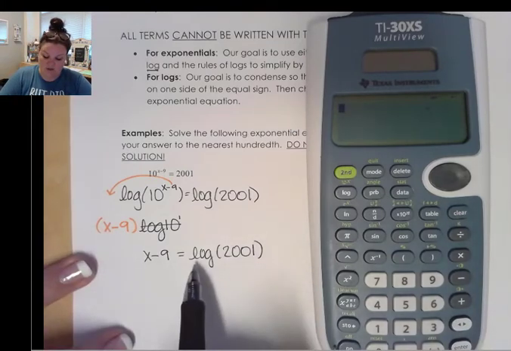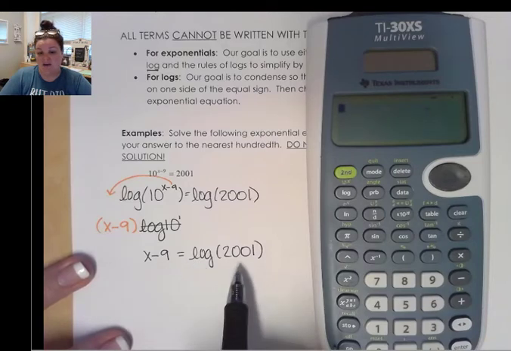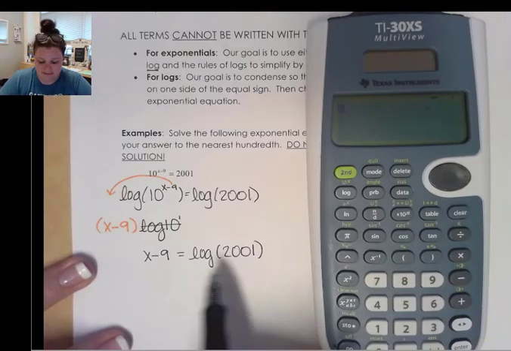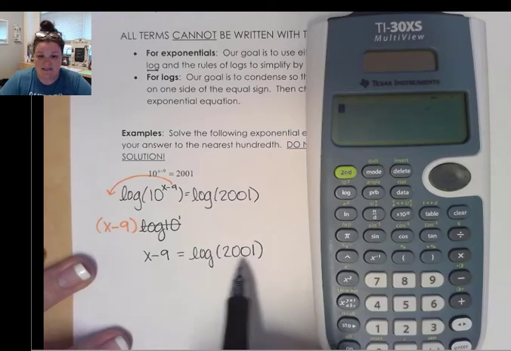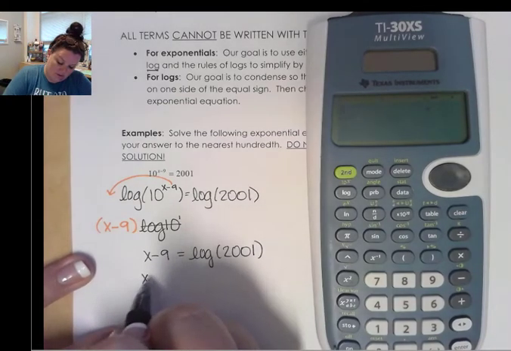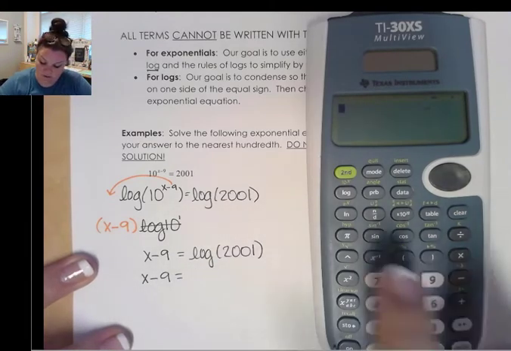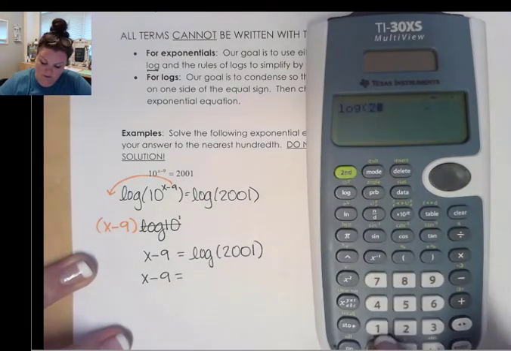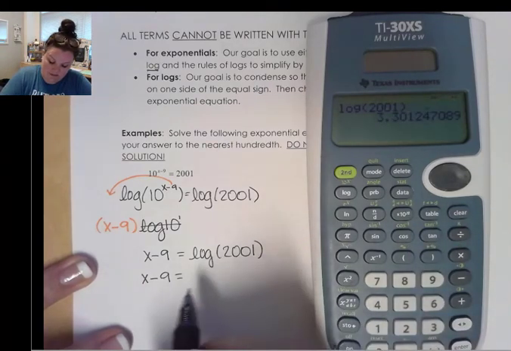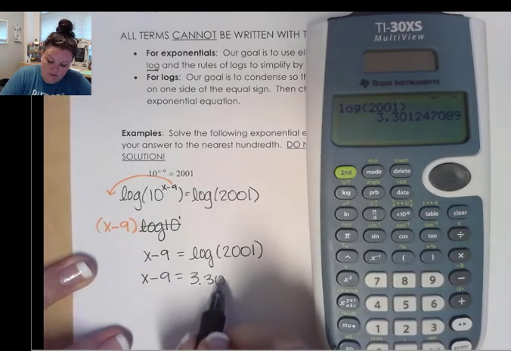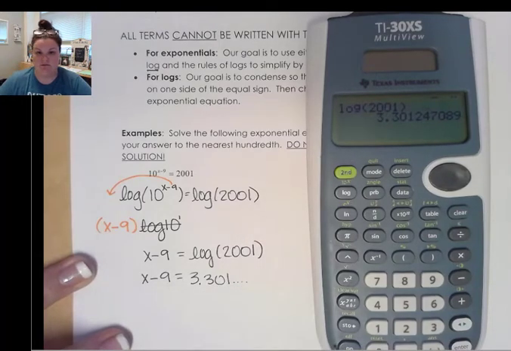So the first thing I want to do is I could move my 9 over, but I'm not going to, because this 9 is not going to be inside that log. So I'm going to get a decimal for this log first of all. So x minus 9 is equal to, I'm going to do log of 2001, and that gives me 3.301 and some more stuff, right?